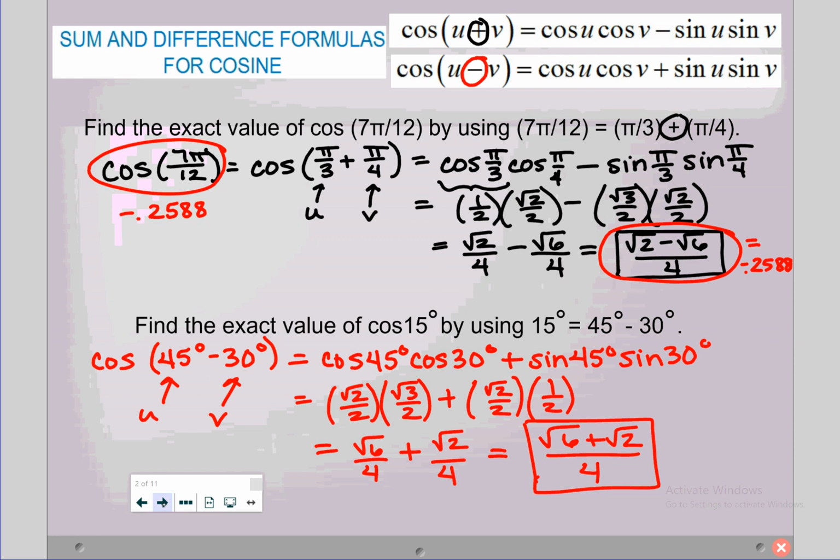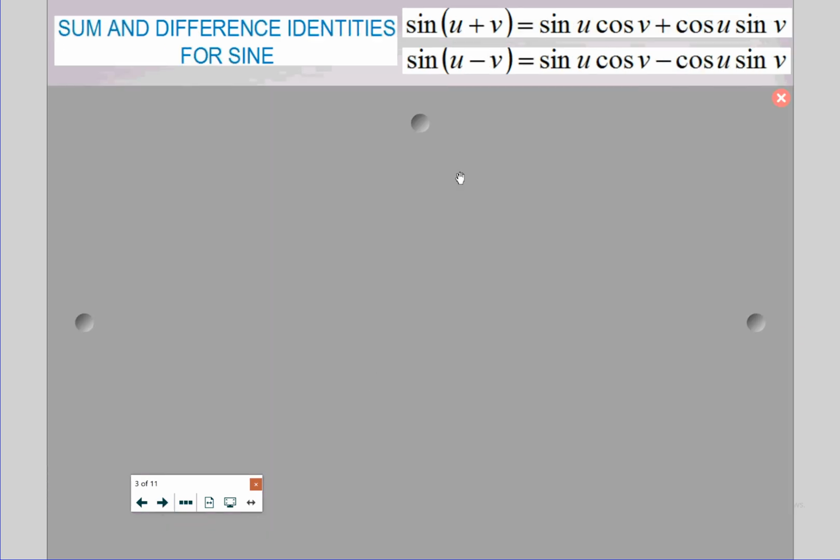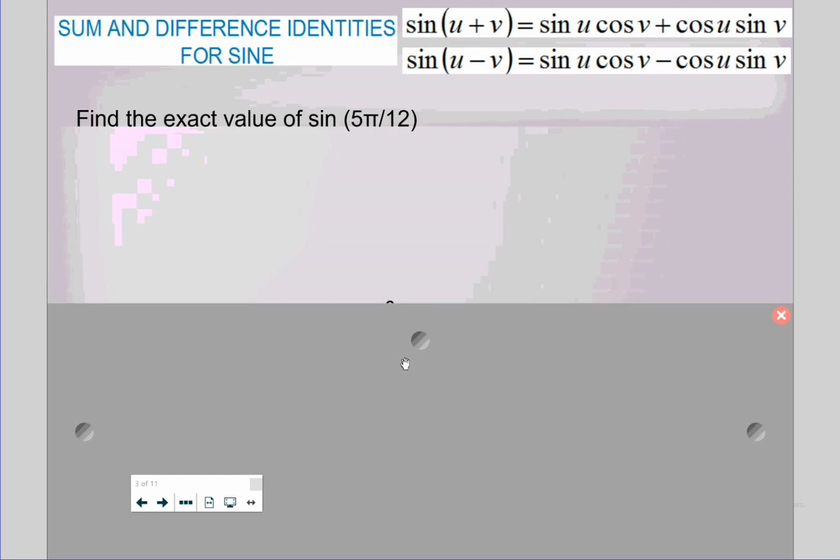All right. Let's do sine now. Works the same way. Okay, so two more formulas. Sine, I remember when I have to memorize these. Sine has the same sign. So the one that has a plus is a plus between the terms. The one that has a minus is a minus between the terms. Sine is the same sign. Okay, other than that, we just find our u and v. We plug them in and we use our unit circle to evaluate.